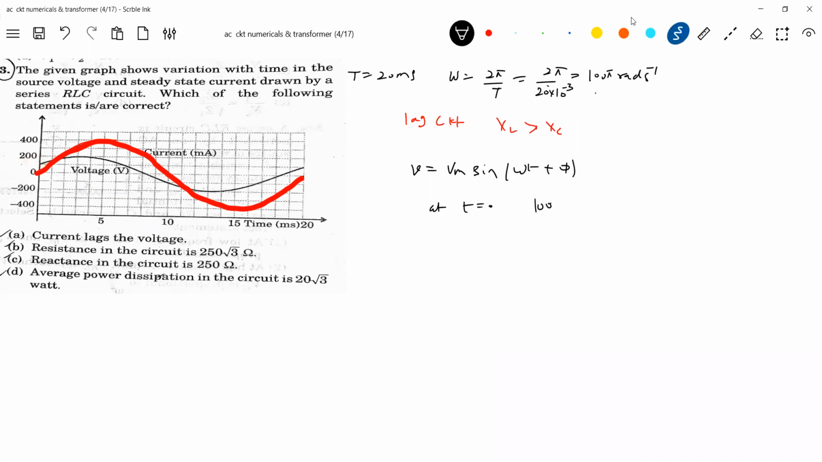So here 100 is equal to the maximum voltage times sine of the phase. How much is the maximum voltage? You look at the graph. Sir, 200, sir. Maximum voltage is 200. Yeah. The current is that one, no? So now with this, the phase angle we get is pi by 6.